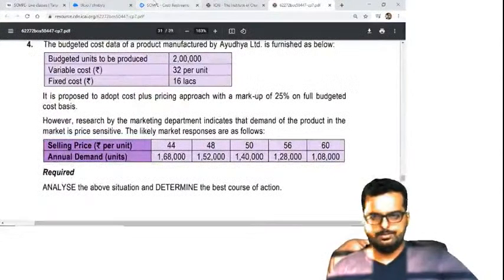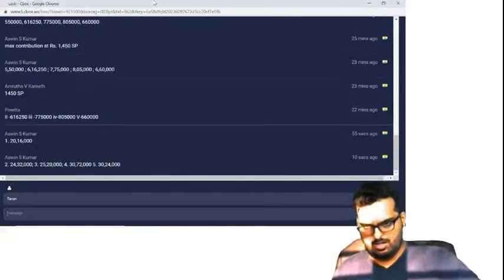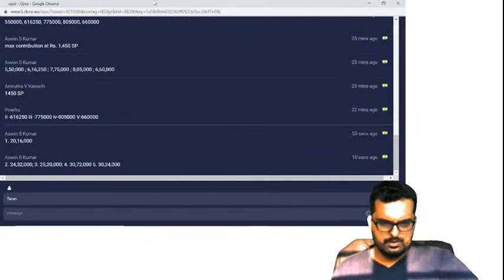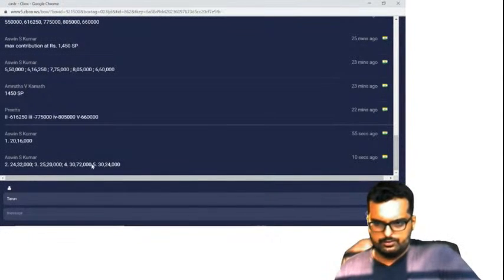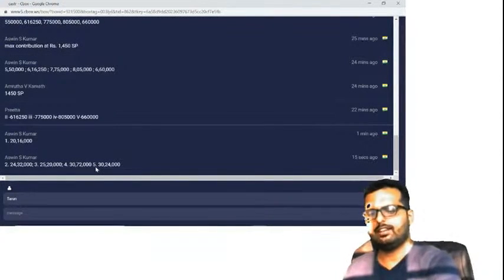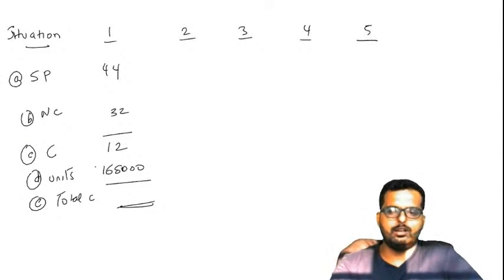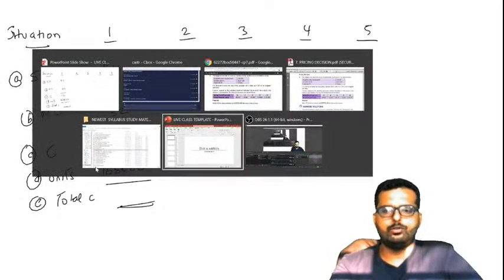Friends, have you got the answer? Okay, so 24 lakh 25, 30 lakh 72 and 30 lakh 24. So which is the best answer over here? 30 lakh 72,000 is the best answer over here. Am I right? Alright. So friends, we are done with this question also. Shall we take a break now? We will continue after 15 minutes of break.